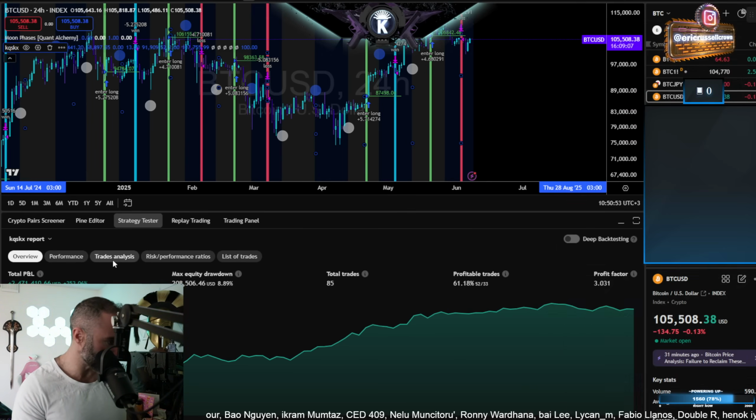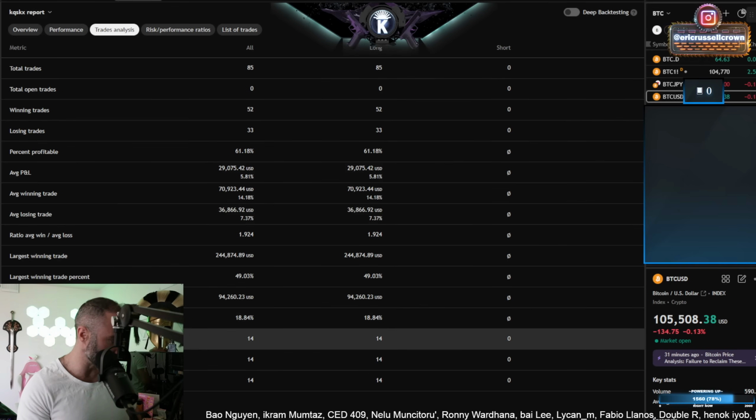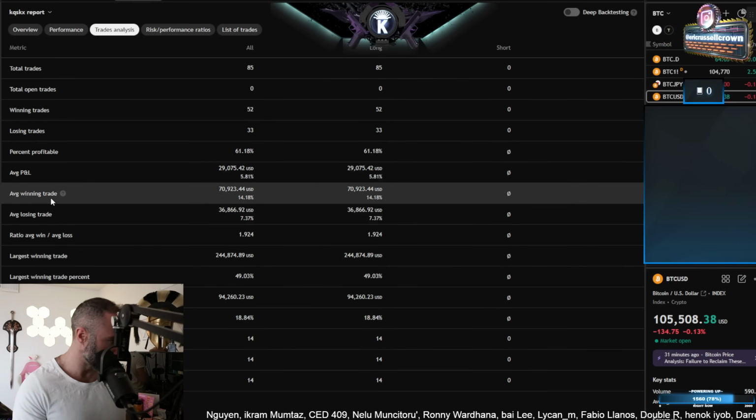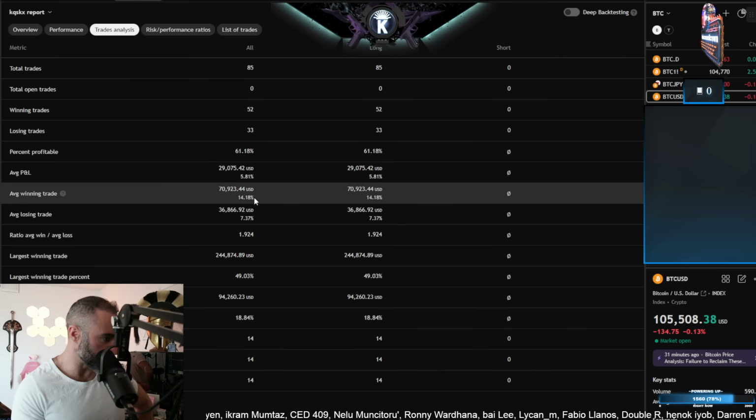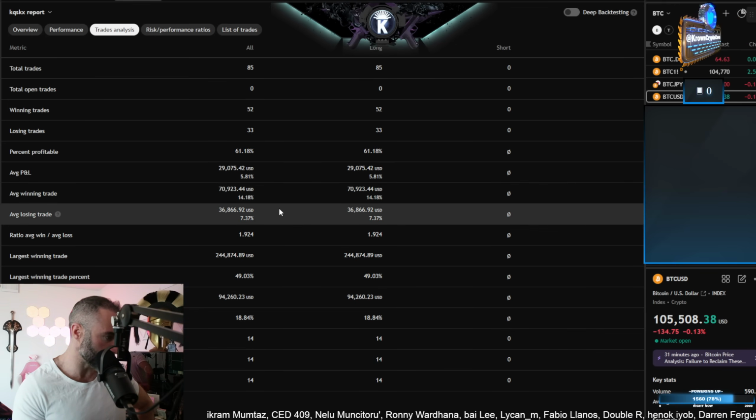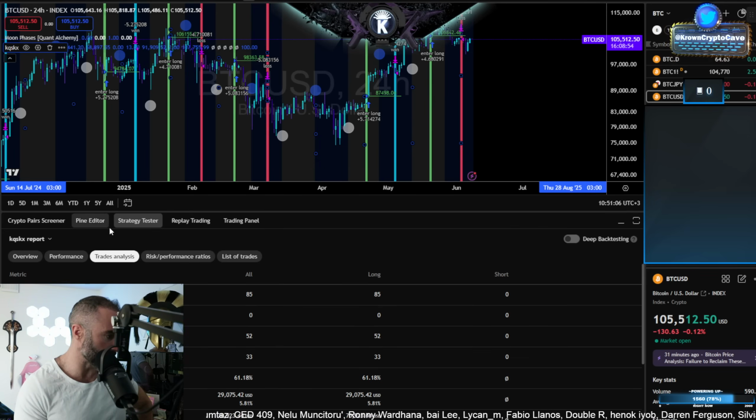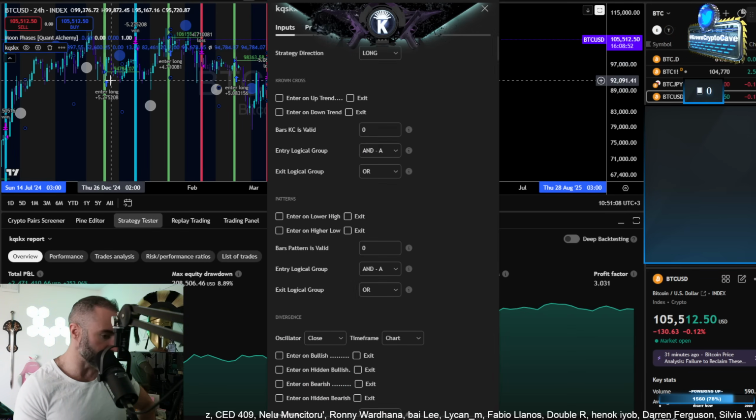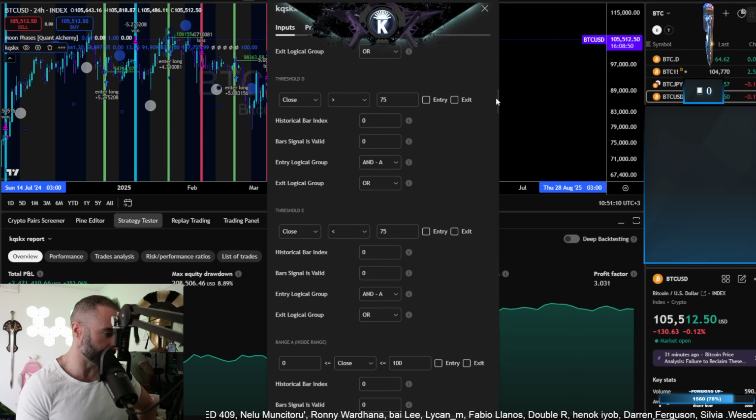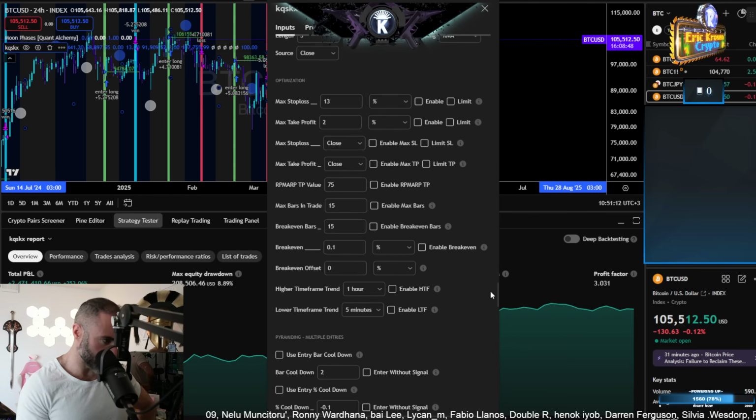And let's actually see first in the trade analysis what the average return was. Average winning trade 14.18. Average losing trade 7.37. I mean, honestly, I like these already. I really don't want to mess around with this one too much, because I do like that sort of a spread. But let's just see.